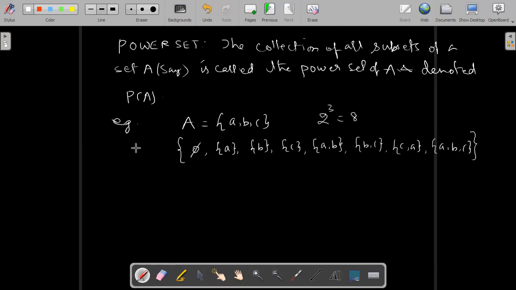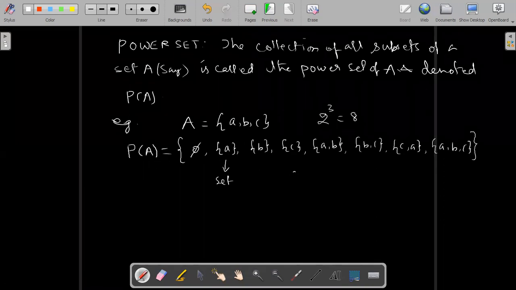Every element is a set. This is called the power set. P(A) is called the power set. We use capital P. So in the power set, you will find sets as elements. Sets are the elements of a power set.